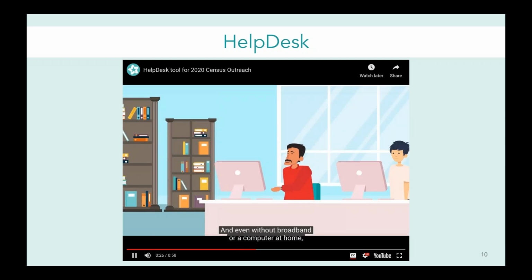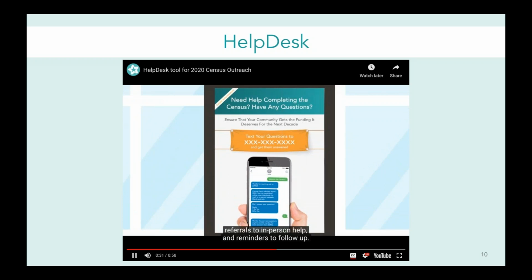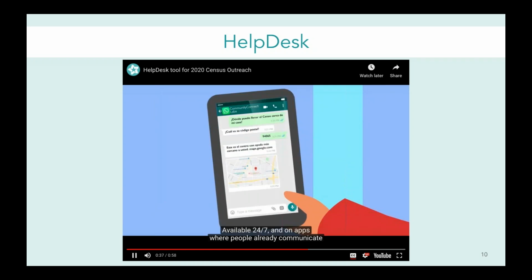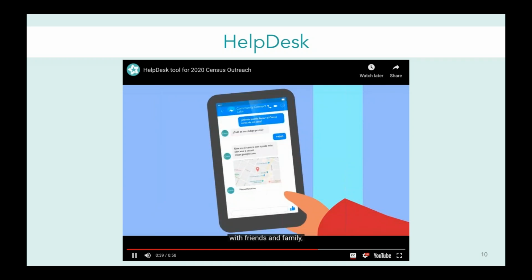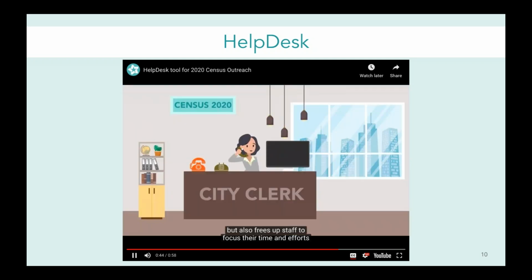And even without broadband or a computer at home, individuals can text in to get answers, referrals to in-person help, and reminders to follow up. Available 24/7 and on apps where people already communicate with friends and family, the help desk not only answers questions to help ensure a complete count, but also frees up staff to focus their time and efforts on those who need the most help getting counted.